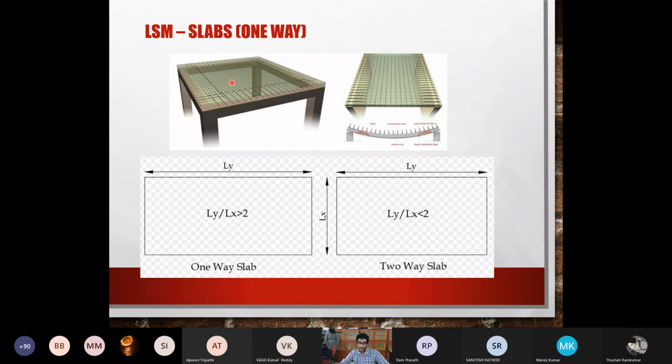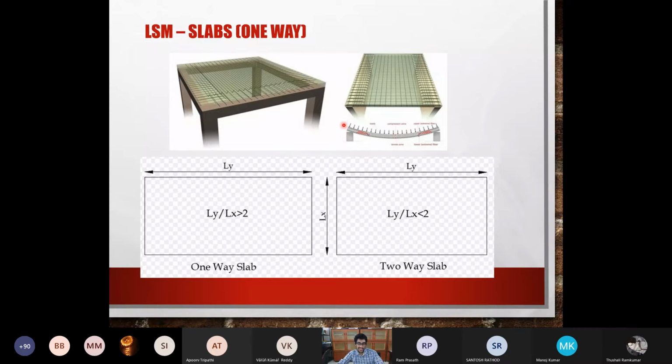So which one of these is one-way, which one of these is two-way? The two beams having is a one-way slab. Two-way, two what? Two beams on either side. You mean this one?